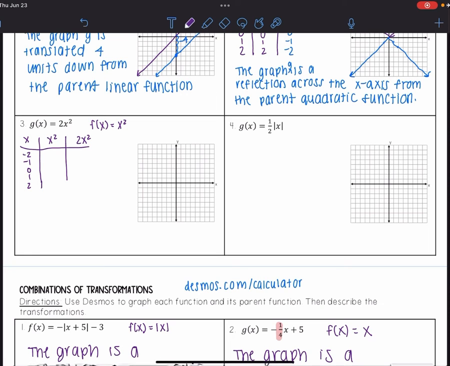So I'm going to plug all these in. So here I have -2, and I'm going to square that. And so -2 squared, I get +4. -1 squared, I get +1. 0 squared, I get 0. 1 squared is 1, and then 2 squared is 4. So graphing my parent function, I have -2, 4, -1, 1, 0, 0, 1, 1, and then 2, 4.